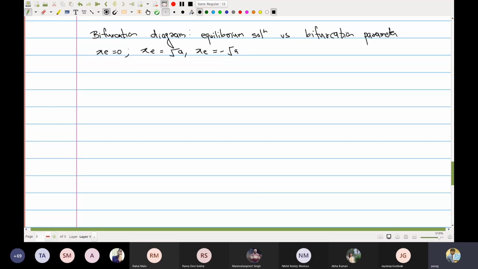So ultimately what I'm going to have is a diagram in which on the x-axis is a, my bifurcation parameter, and on the y-axis is the equilibrium solution. This is not x, this is xe, the equilibrium solution. Right? So now which one is the xe equal to 0 axis? So this is the xe equal to 0 axis.